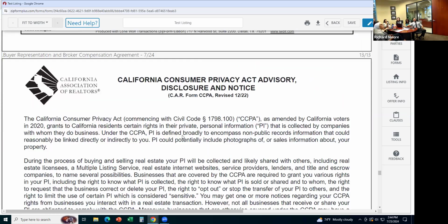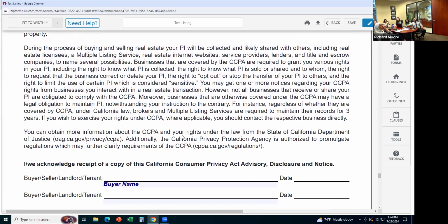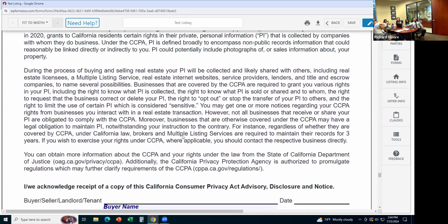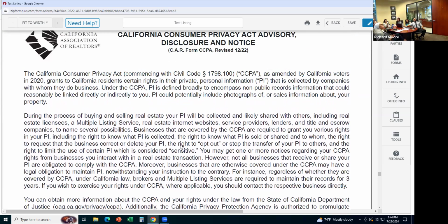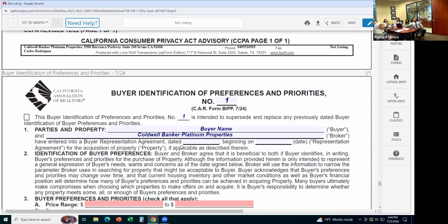Let's see, California Consumer Privacy Advisory Disclosure. I think it's pretty much saying we're not going to share their information with anybody. And then here's that form. This is not part of the packet.